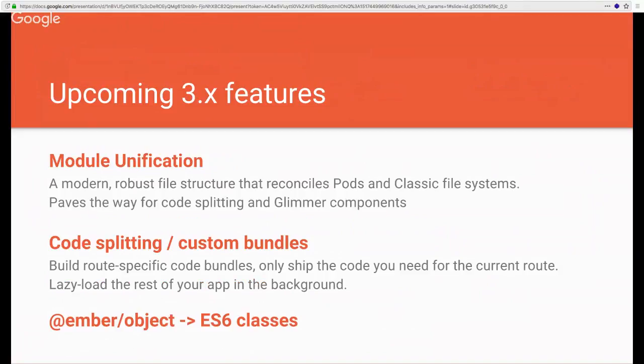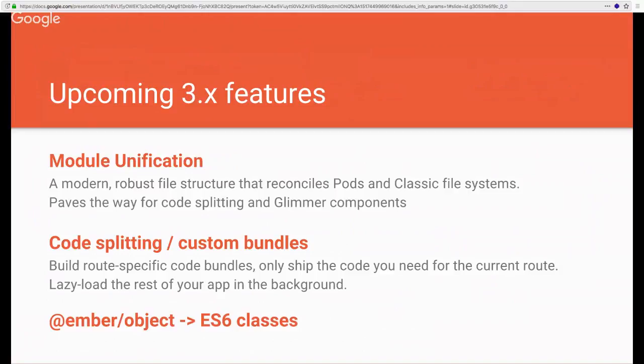So a few more upcoming features. Module unification. This is an RFC that's been in the works for at least a year, probably more. It's basically changing the way that the file structure of your app is organized. RFC is Ember's process for proposing changes. It stands for request for comment. Anytime someone wants to make a change to the framework, an RFC is submitted in GitHub, the core team deliberates on that RFC, and then it goes into implementation. Module unification is an RFC that's been approved, finalized, and is in implementation.